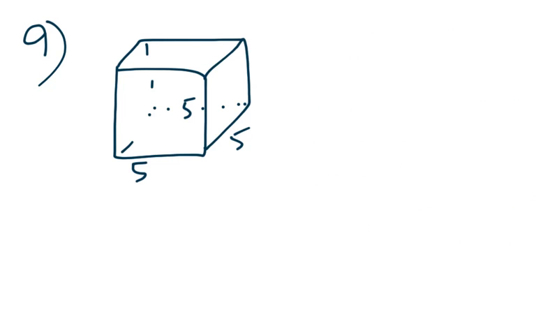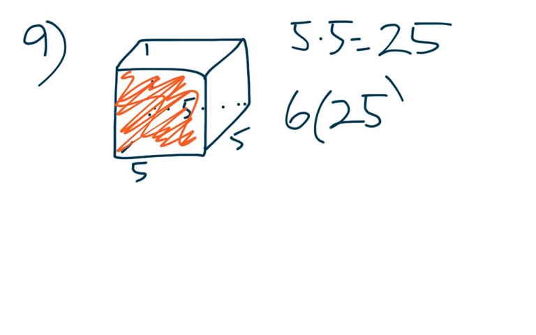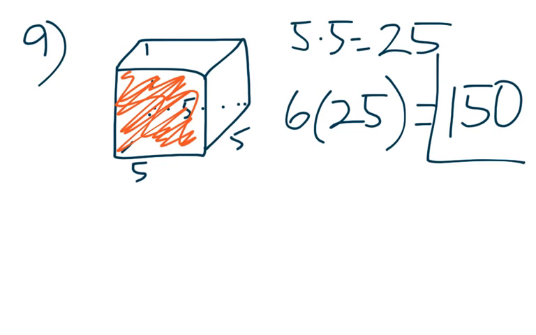Okay, number 9, we have a cube once again. All of the sides are the same, which means that all 6 sides have the same area. So we only need to find the area of one of these sides and then multiply it by 6. So this is 5 by 5, so 5 times 5 is 25, and there's 6 of these sides with an area of 25, so we're just going to multiply this by 6, and that is 150. So that is the answer for number 9, and that is it for this section.